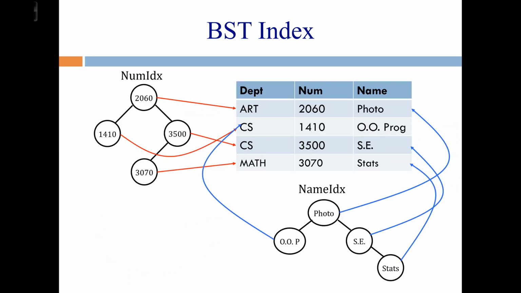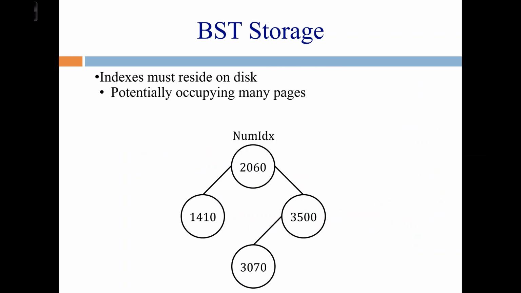And then we could have another index built on the name column or some other column. So we can have this big mess of pointers coming into the main table, and any given row in the main table might have lots of pointers coming into it, so that we can find that row from different search criteria. Remember though, these indexes themselves are possibly very large and have to reside on disk, possibly spanning many disk pages.